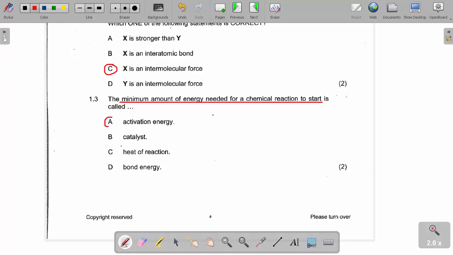Somebody can say, teacher, what's a catalyst? A catalyst is a chemical substance which speeds up the rate of the chemical reaction. And what is heat of reaction? Heat of reaction is the difference between the heat of the products and that of reactants. Then what is bond energy? It's the enthalpy energy which is needed to break a bond or to form a bond. Okay, let us proceed. So here the answer is activation energy, guys. Let us proceed next.